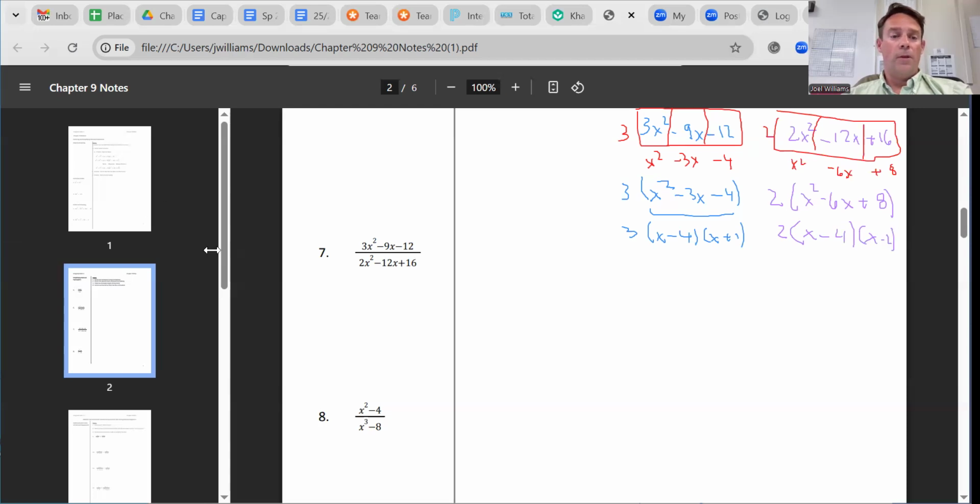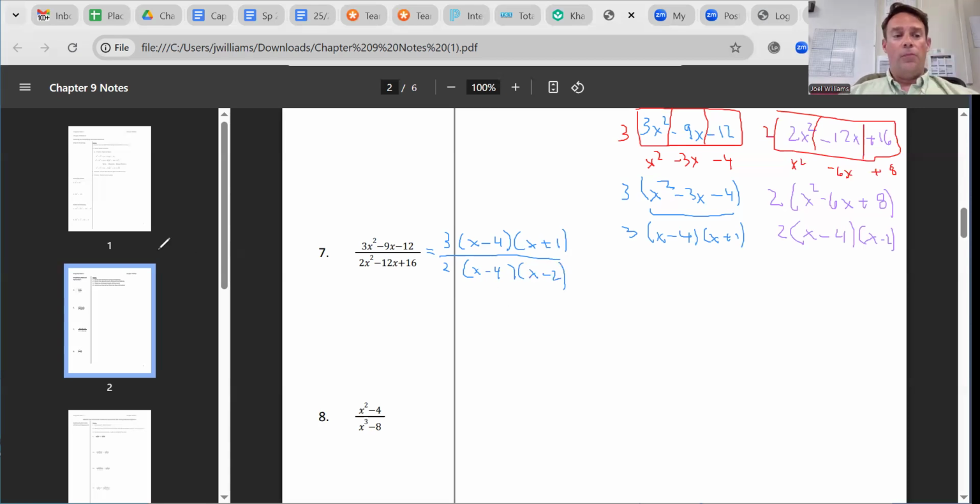All right. So that means that this whole thing right here becomes, on top, we had what? 3. We had x minus 4, x plus 1, on the bottom we had 2, x minus 4, and x minus 2.